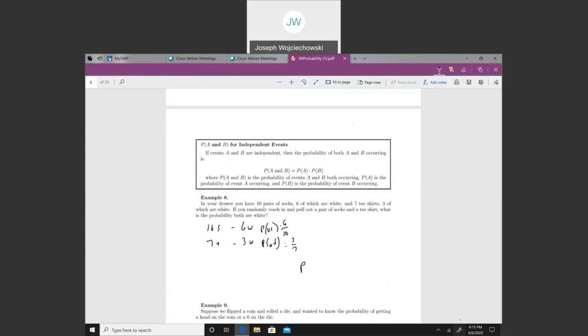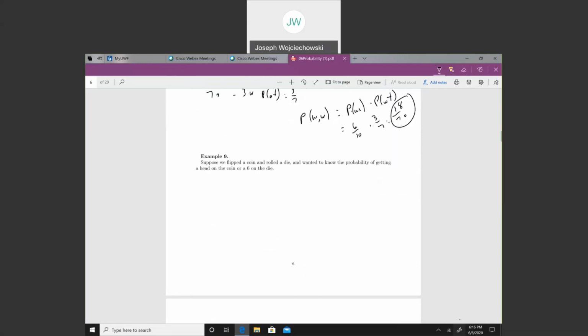So the probability of white and white is the probability of a white sock times the probability of a white t-shirt, which is 6/10 times 3/7, which is 18 over 70. And that's how that's done.